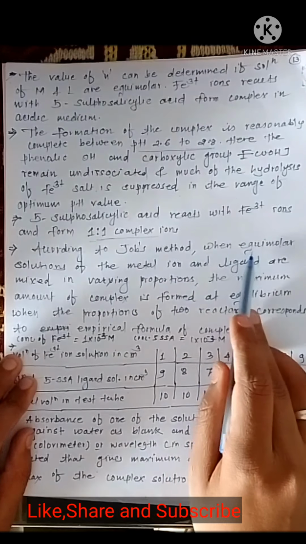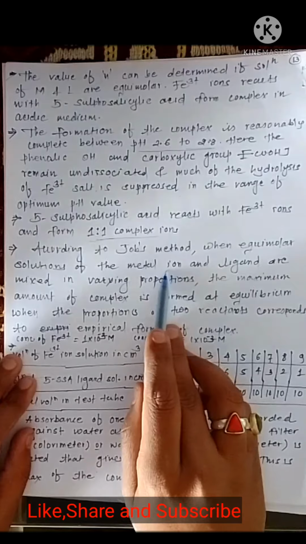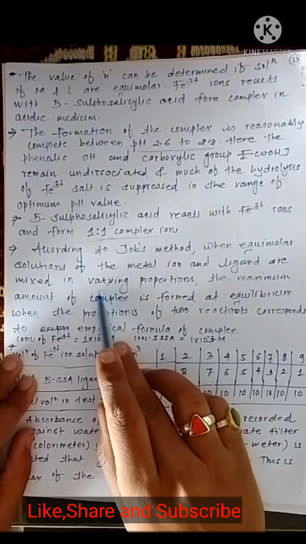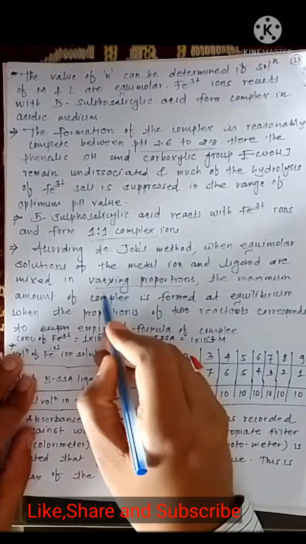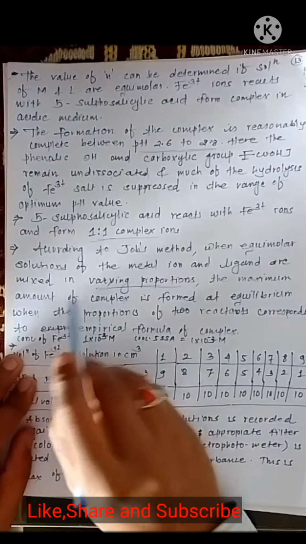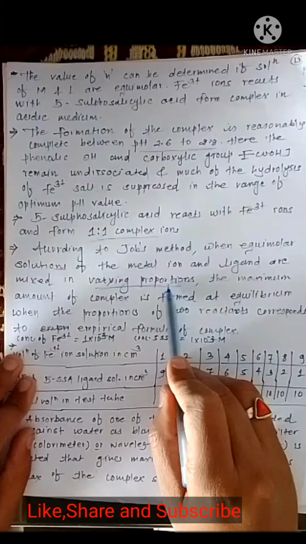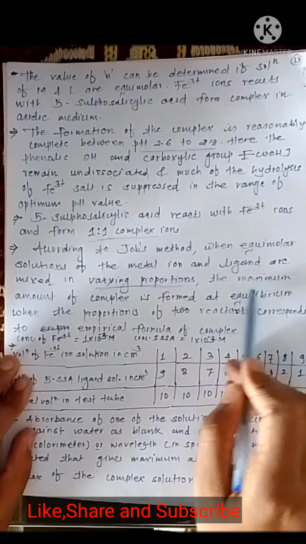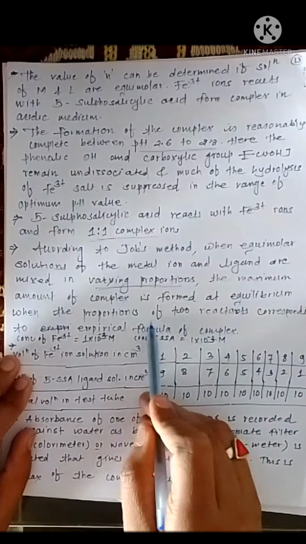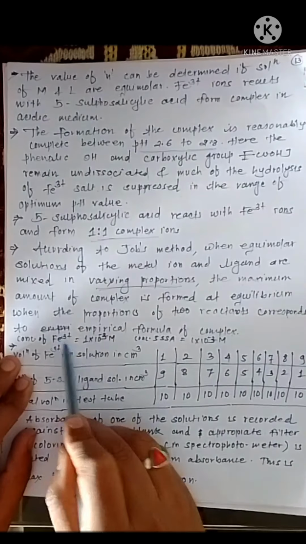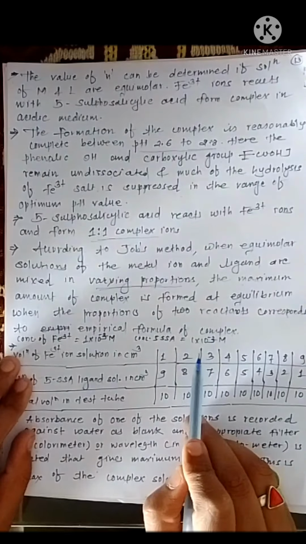According to Job's method, when equimolar solutions of metal ion and ligand are mixed in varying proportion, this word is too much important, are mixed in varying proportion, the maximum amount of complex is formed at equilibrium when the proportion of the two reactants corresponds to the empirical formula of the complex.